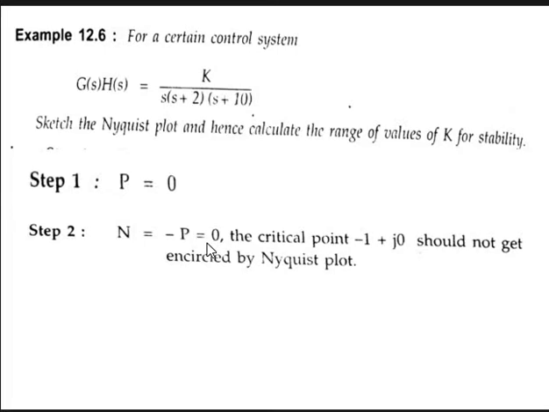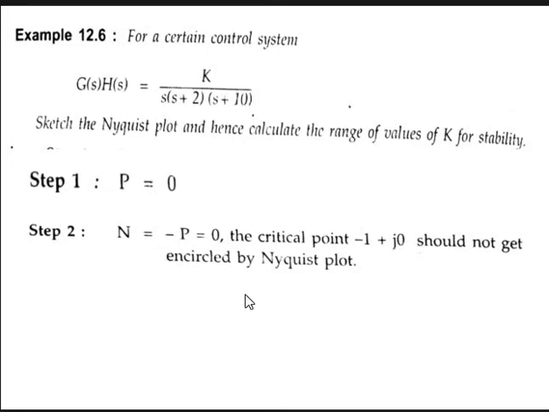Now if the system wants to be stable, the formula is N is equal to minus P. That means the critical point minus 1 plus j0 should not get encircled by the Nyquist plot. So our Nyquist plot should not encircle the critical point, then only the given system is stable. Why? Because P value is 0. The formula is N is equal to minus P, that is equal to 0. That means the critical point minus 1 plus j0 is not encircled by the Nyquist plot. So after completion of the polar plot, we will see whether the critical point minus 1 plus j0 is encircled or not.